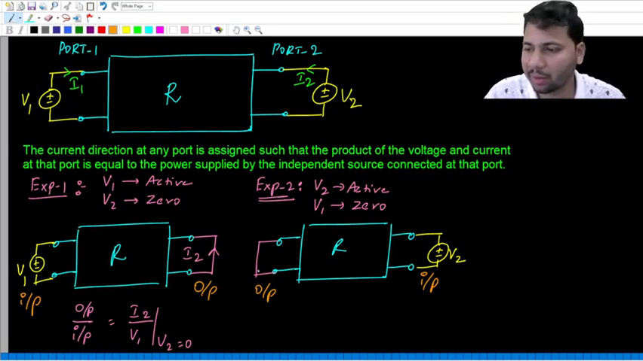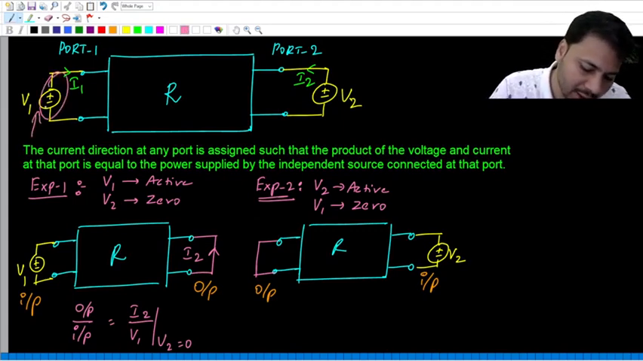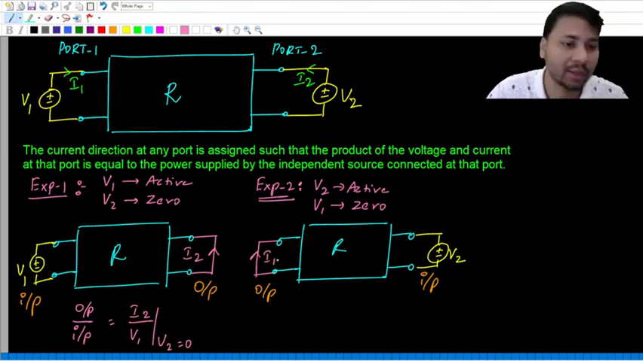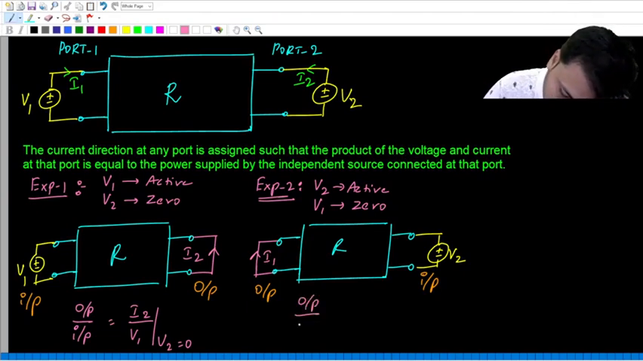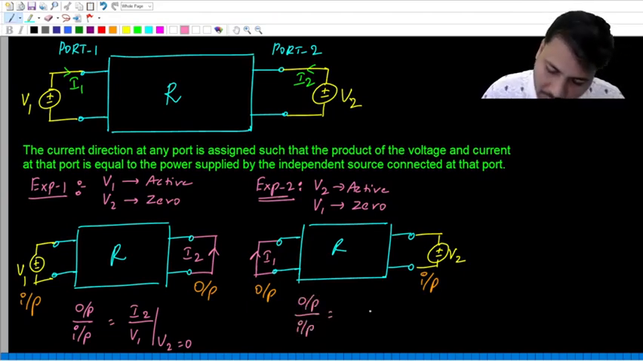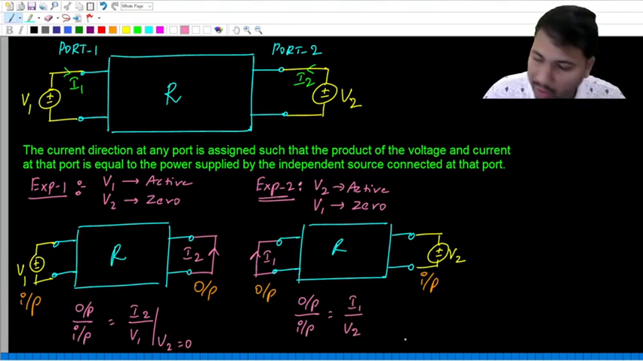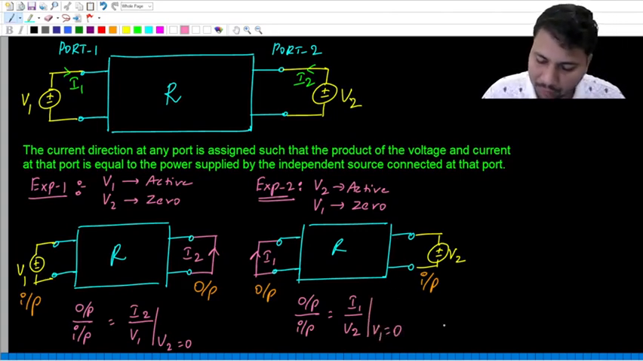For a short circuit, we can always measure the short circuit current. What is the direction of the current? In the original circuit, in this branch, the current is flowing in the upward direction. So here also in this short circuit, I1 will flow in the upward direction. So what is the ratio of output to input? It is I1 by V2, when V1 is made 0. That's all.